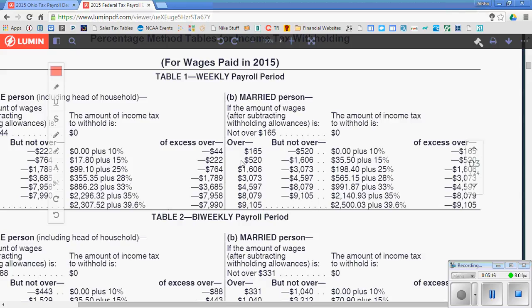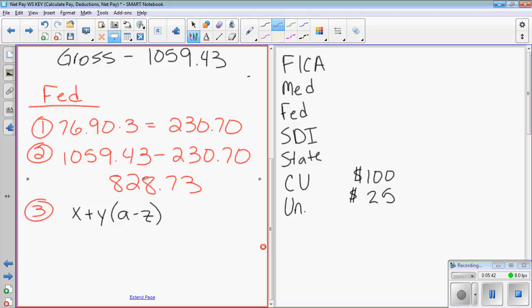828.73 fits in between 520 and 1,606. So he has to pay $35.50 plus 15% of anything over 520. These are the numbers for X, Y, and Z in that magic formula. X is $35.50, Y is 15%, Z is 520. A comes from step 2, so I'm going to go ahead and do that.